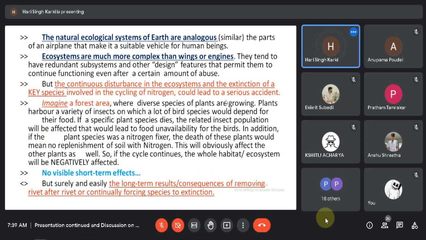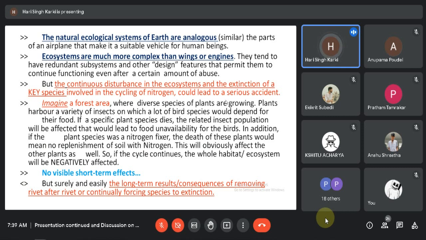What can you see at the top of the first sentence on the slide? The natural ecological systems of the earth are analogous. Yes, they are analogous, and they are similar to the parts of an aeroplane that have already been discussed, that make it a suitable vehicle for human beings.